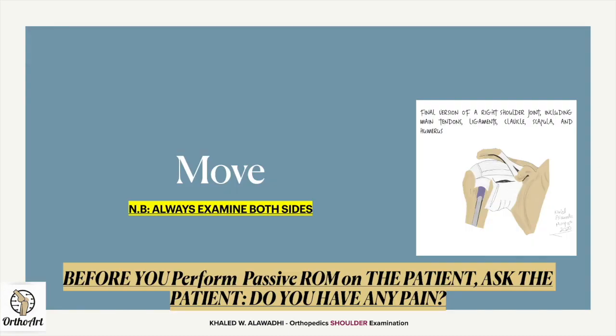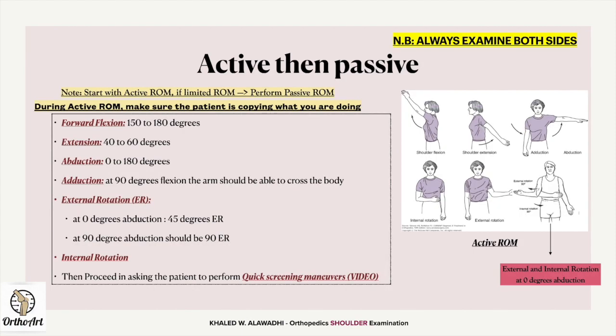Then we proceed to move, range of motion. Always before you examine or perform passive range of motion on the patient, or palpation, ask the patient, do you have any pain? This is professionalism. You have to be very professional with the patient. So start with active, then passive. Always start with active range of motion. If limited range of motion, you have to perform a passive range of motion on that specific area.